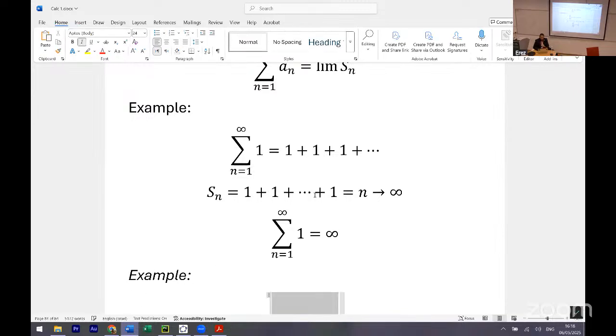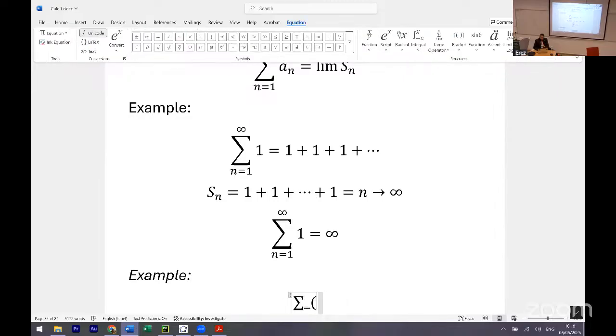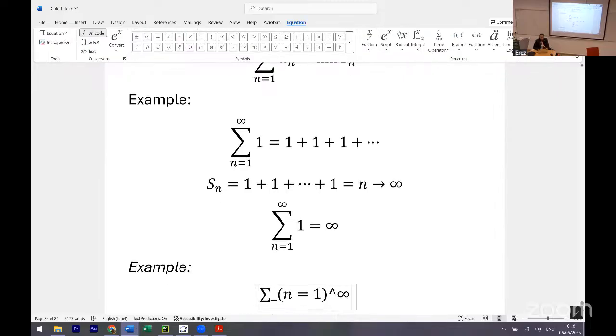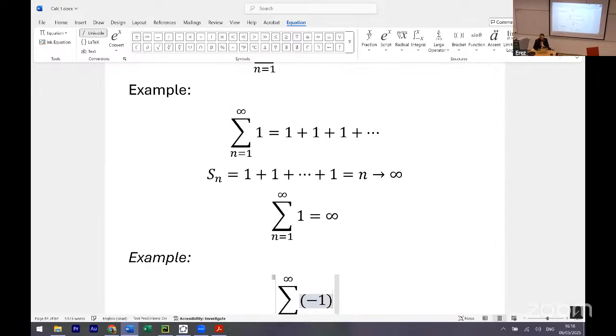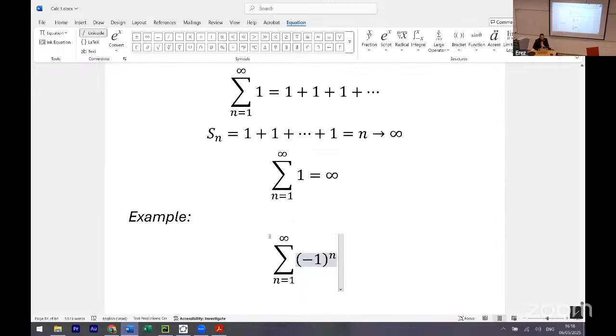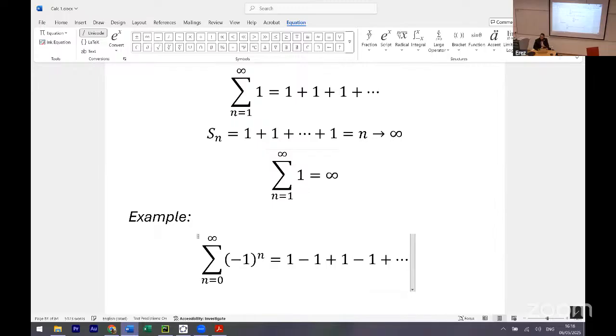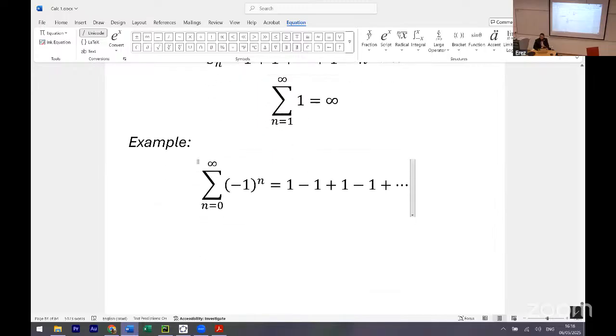Another example. What is the sum from n from 1 to infinity of (-1)^n? Let's start from 0. Sometimes we do that, that's allowed. So what do I mean here? It's 1 minus 1 plus 1 minus 1 and so forth. Agreed? Someone will say it's half.